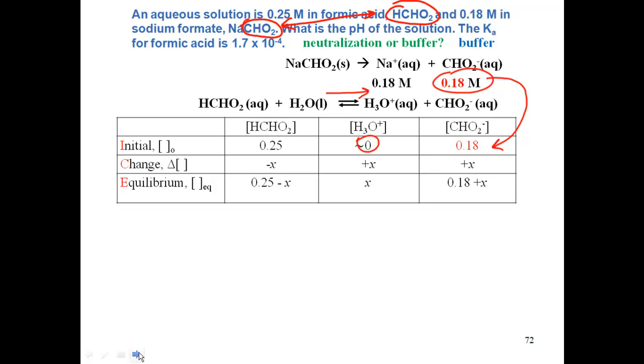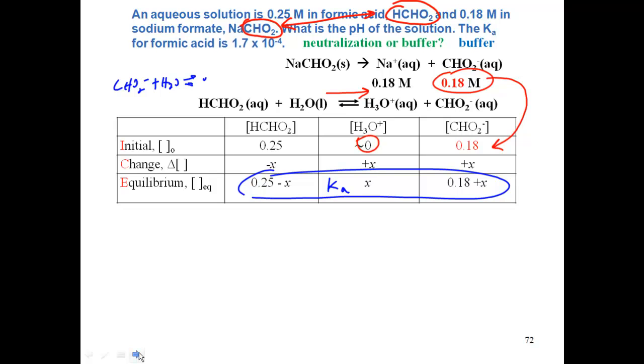Next question we ask ourselves is how are these related? How is 0.25 minus X, X, and 0.18 plus X related? And the way that we set up this problem, they're related through Ka. Now, could I have done this problem differently? Could I have written this as CHO2 minus plus water gives me hydroxide ions plus my conjugate acid? Yes, I could have worked it that way.